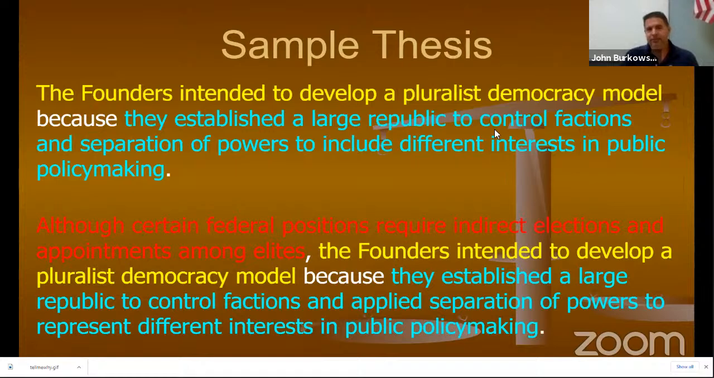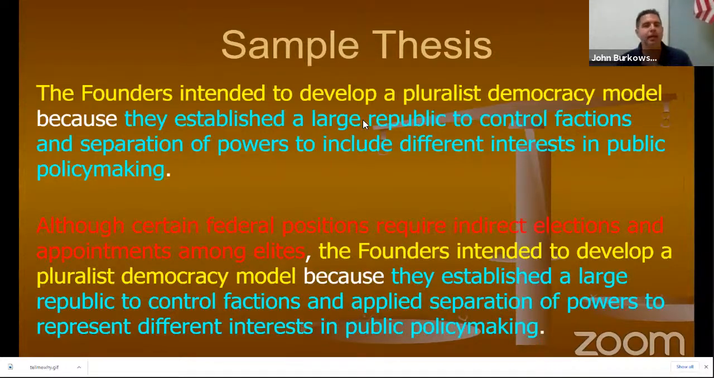Using the basic formula, the founders intended to develop a pluralist democracy model. There's my claim. Oh, I used it. I used language from the prompt. There it is. I decided to go with pluralist democracy. I'm going to go with that. That's what they intended. Because they established a large republic to control factions. That's my one analytical category.